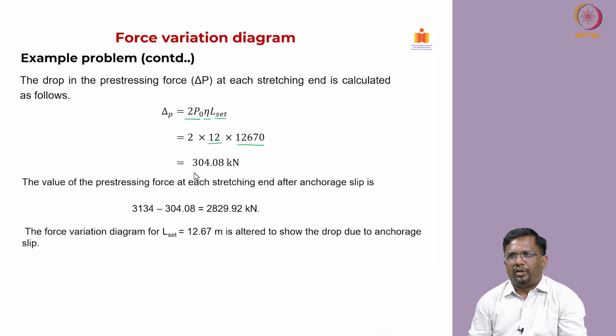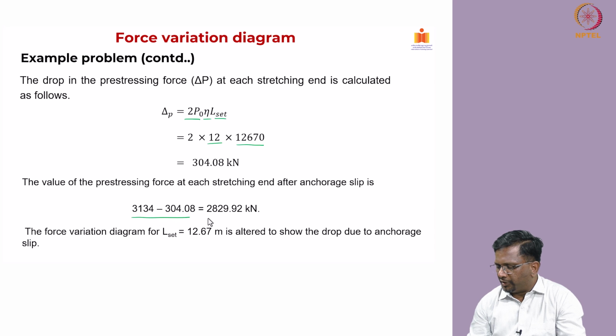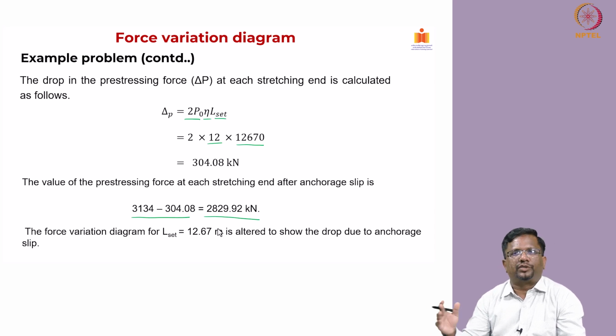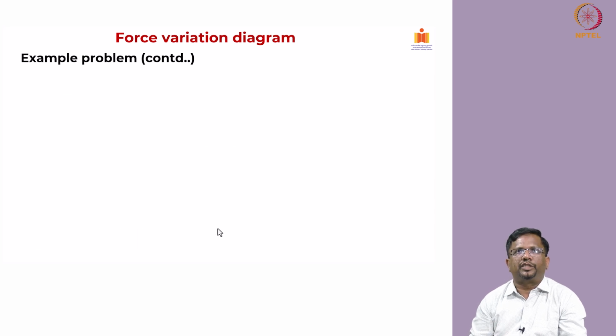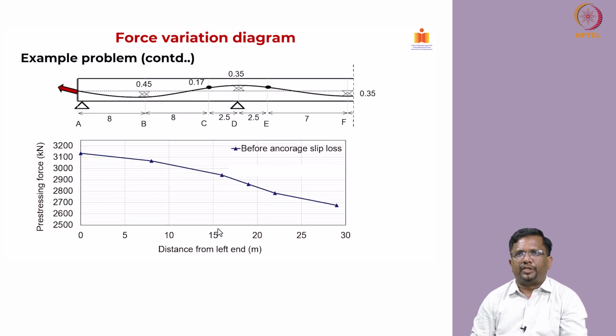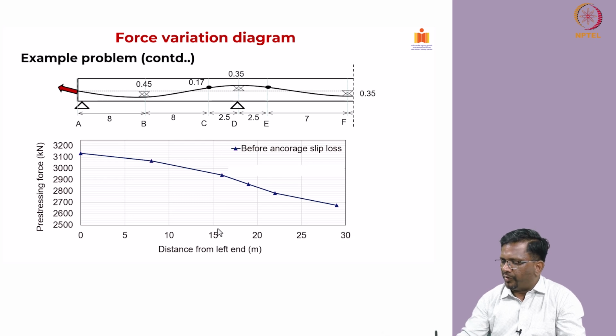Now, the net force that is going to be left after the loss is 3134 minus 304.08, which gives me 2829.92 kilonewton, and we can also plot the force variation diagram. Now that we have calculated delta P and the setting length, we can use them to calculate the force variation diagram like this. So, this is before anchorage slip loss.